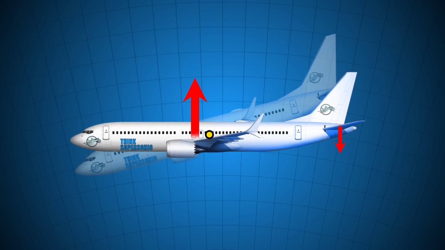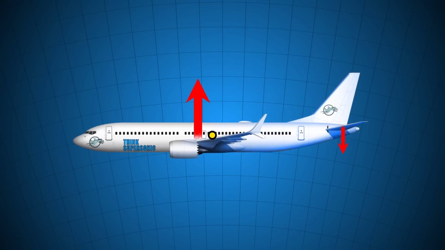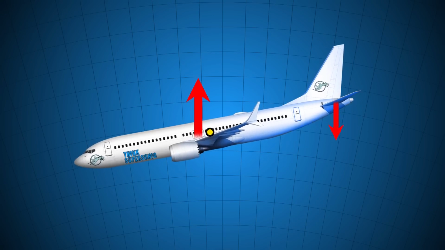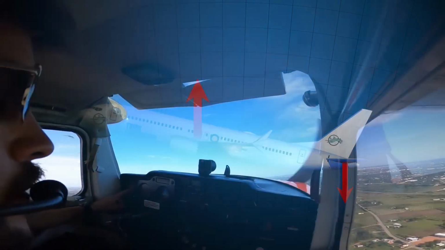To descend, the pilot moves the yoke, the flight control, forward. He pushes it, causing the elevator to go down, increasing the force on the tail and generating a moment that pushes the plane's nose down. To raise the nose, the pilot would pull the yoke toward himself, doing the opposite.